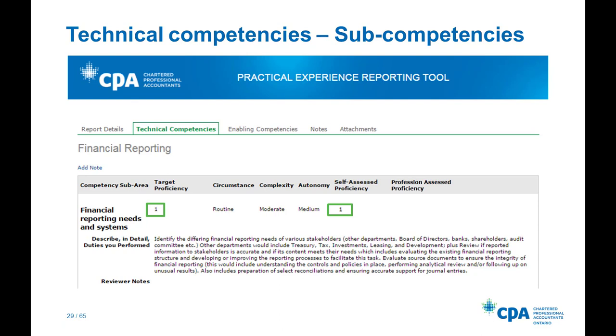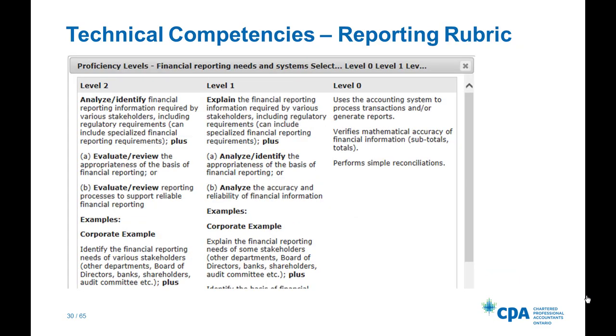They must also write their own description using the rubric to ensure they're describing the duties accurately. Clicking on the question mark icon will open the reporting rubric. This rubric is what the CPA reviewers use to determine whether a student is reporting at level 0, 1, or 2. The Financial Reporting Needs and Systems Competency rubric looks like this. If your mentee is confused, show them this rubric and work through it with them so that their answers are aligned with the rubric and their reporting level.